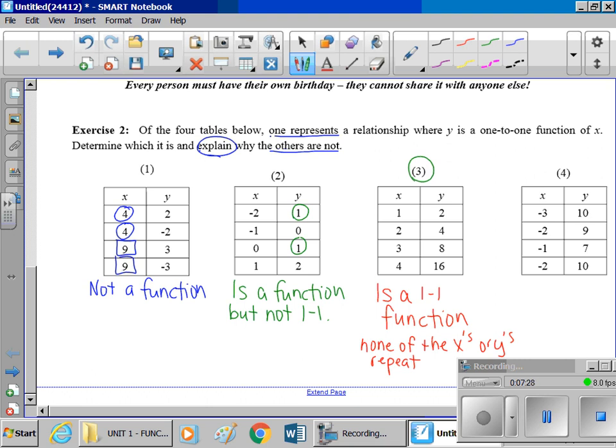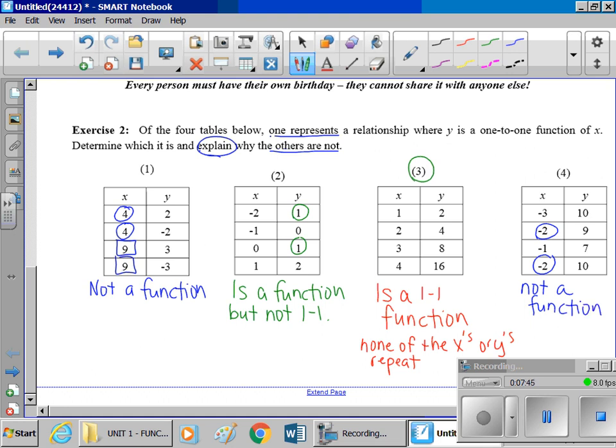So what's the problem with number 4? Oh, it's not a function. Right there, you see it. As soon as your first criteria, this one is not a function. So it can't be a one-to-one function.